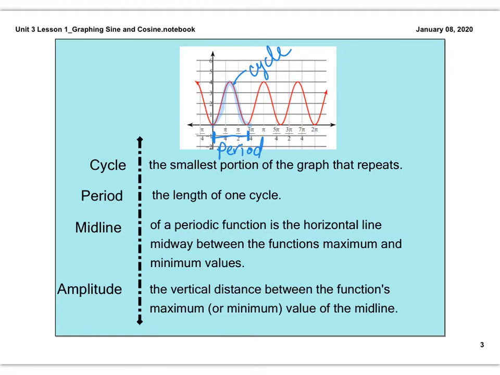The midline is the place in the graph where half of the data is above and half of the data is below. So in this case, if I draw in the midline, it would be right in here. Half of the information is above that line and half is below. That's the midline. And then finally, the amplitude. The amplitude is the height, or the distance between the midline and the maximum, and the midline and the minimum. So in this case, if we start at the midline and go up to the maximum, this right here would be the amplitude.